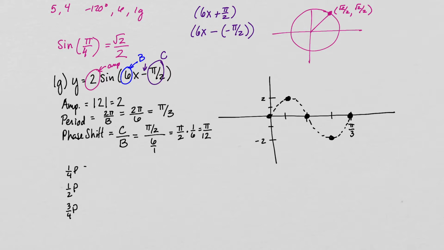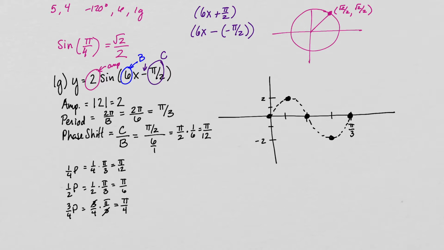So 1/4 of p would be 1/4 times pi over 3, or pi over 12. 1/2 of p would be 1/2 times pi over 3, or pi over 6. And 3/4 p would be 3/4 times pi over 3. So the 3's would cancel, and that would be pi over 4. And those are the axes labels here.